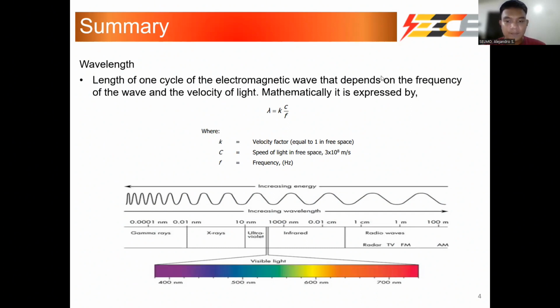As you can see on the right-hand side, on the radio frequency band, the wavelength is larger. However, as it increases in energy, the wavelength decreases. On the left-hand side, you can see that the wavelength is getting smaller and smaller. And we're going to explain that later in this presentation.